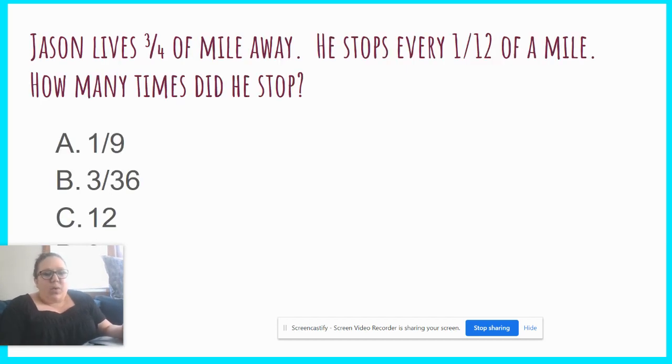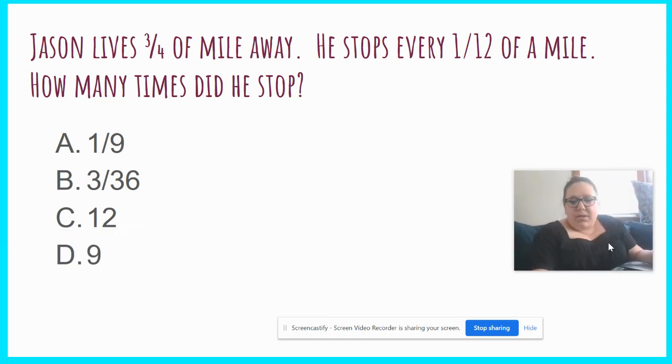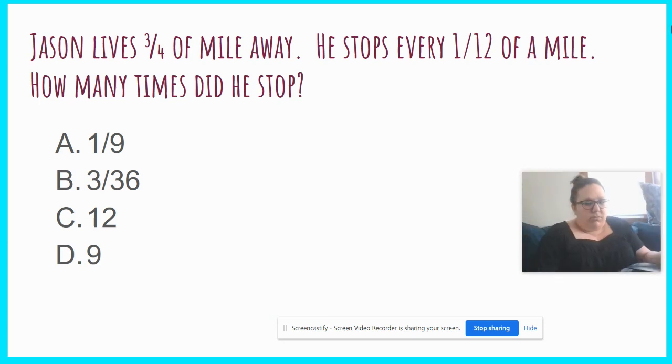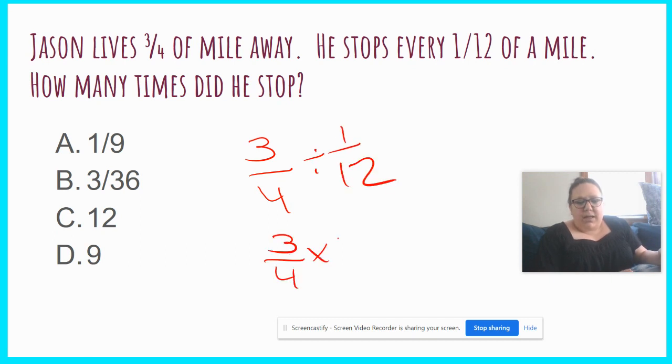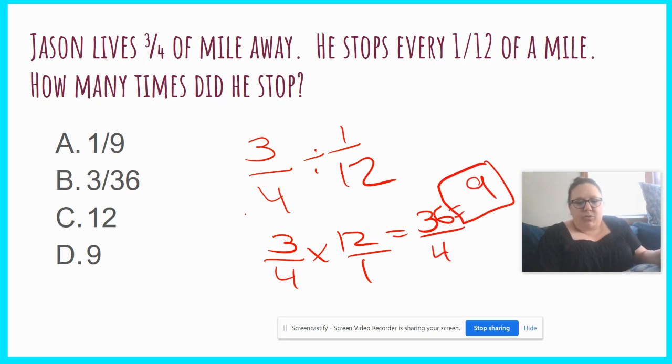Jason lives 3/4 of a mile away. He stops every 1/12 of a mile. How many times did he stop? And we actually have some choices here. But we're not just going to pick a random one. We need to do out the work. So we have 3/4 of a mile, and then we're splitting that up into 1/12 groups. 3/4 times 12 over 1, because we did our keep, change, flip. 3 times 12 is 36. 4 times 1 is 4. Did we just do this? So it would be 9. I think those were the same numbers. So he stopped 9 times if he stopped every 1/12 of a mile.